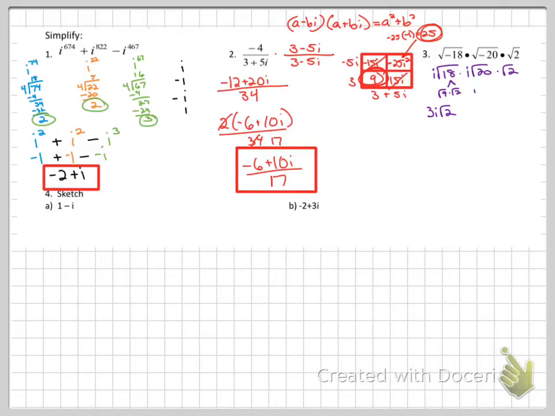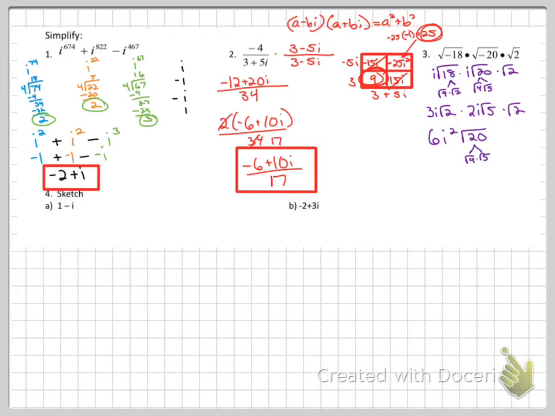Square root of 20 is root 4 times root 5. So this is times 2i root 5, and then times root 2. Multiply your whole numbers, multiply your i's, multiply your roots. Now I'm back to 20, so I can do that one again. This is root 4 times root 5. I could have done it earlier also.